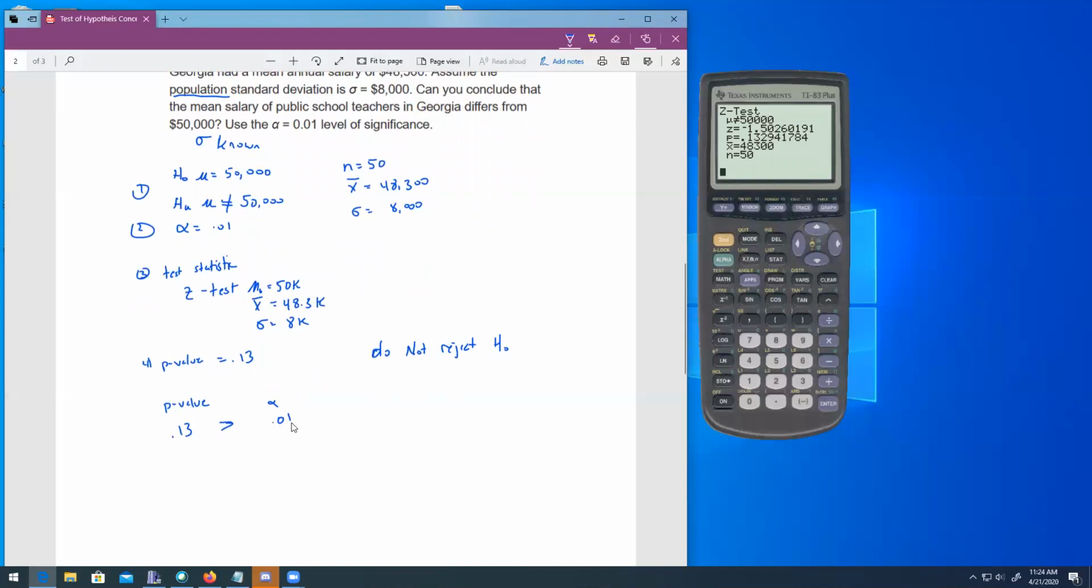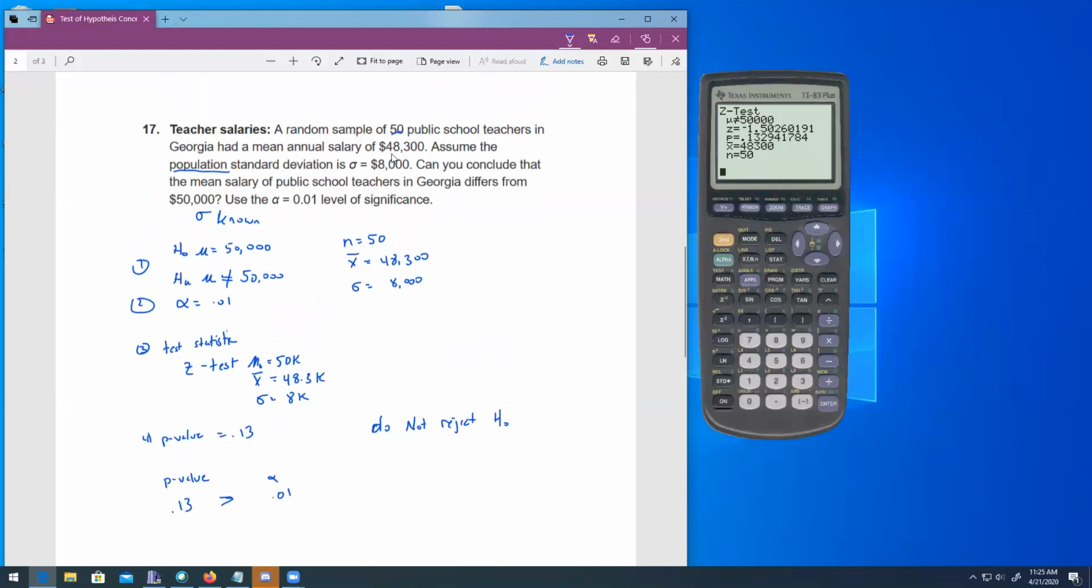What you're looking for is you set a criterion. You say if it's less likely than this 0.01, then something's up. Well, you found that the probability of getting a result like this was 13%. That's not less than 0.01, so it's entirely reasonable that you could collect 50 people that ended up with this salary, even though the average is a little bit higher. So do not reject H0. No evidence to suggest that the salary is lower. So I'm pretty satisfied here that public school teachers still make an average of 50,000.